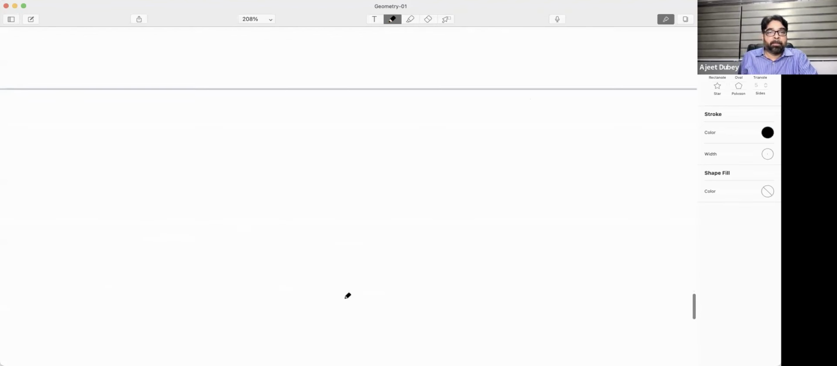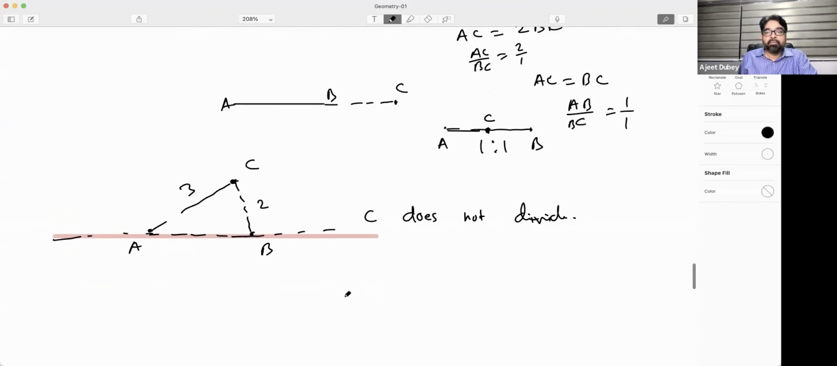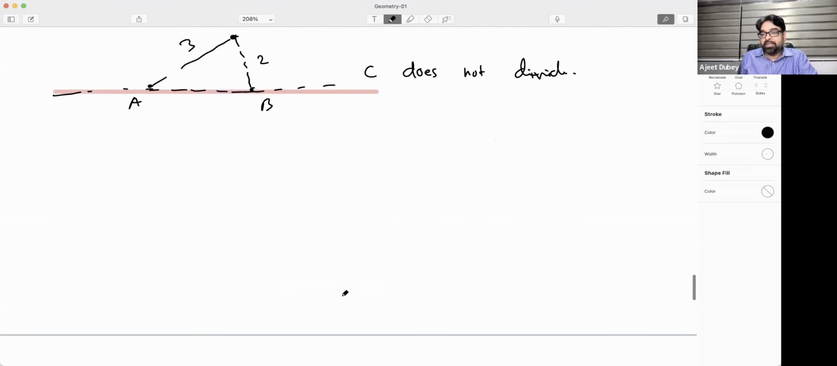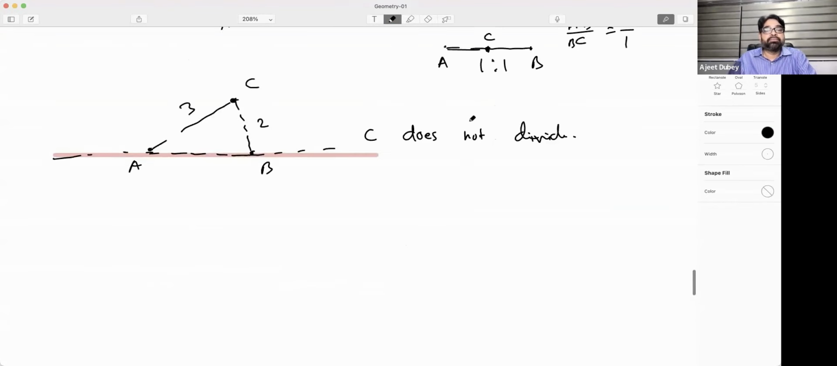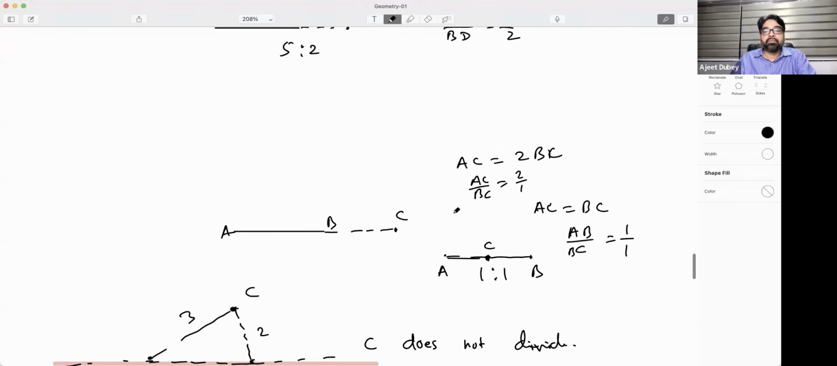Please mention in the chat. Sound is there, avoid using the mic, write in the chat. Sir, how did 2:1 come? In that, AC upon BC equals 2:1. Because AC by BC equals 2, and 2 I can write as 2 by 1 also. That's why the AC and BC ratio is 2:1. Clear?